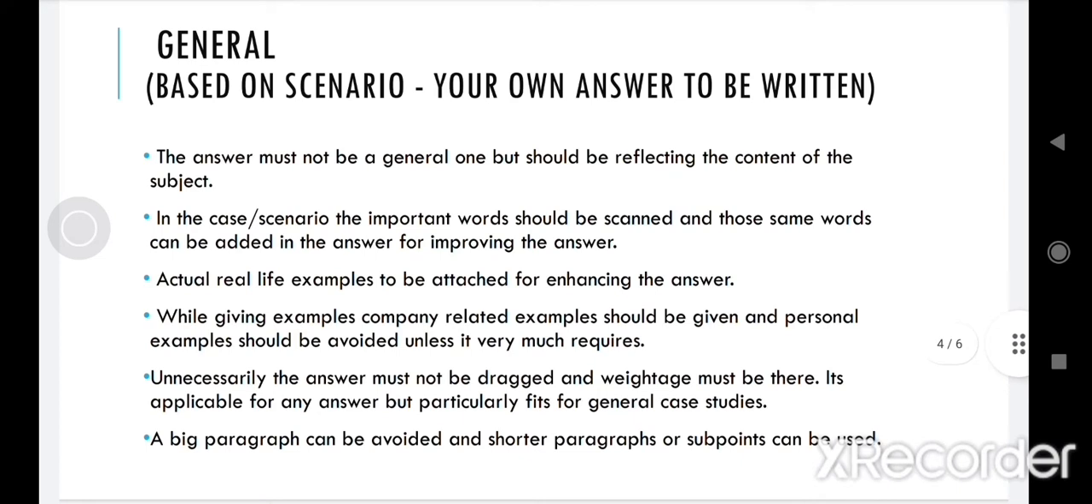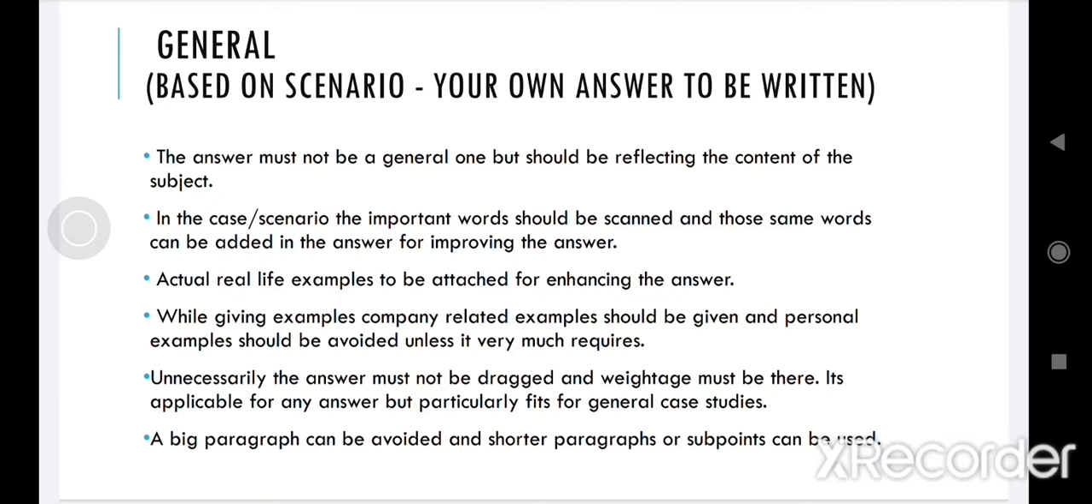Let's look at the general one. Based on scenario, your own answers to be written. Answer must not be a general one, but should be reflecting the content of the subject. Even if the case is a really general one, wherein you are supposed to write your own answer, you should still try to find out how it is related to your subject, and then your answer should, if not totally theoretical, overall give the suggestion that you are writing from the subject itself.